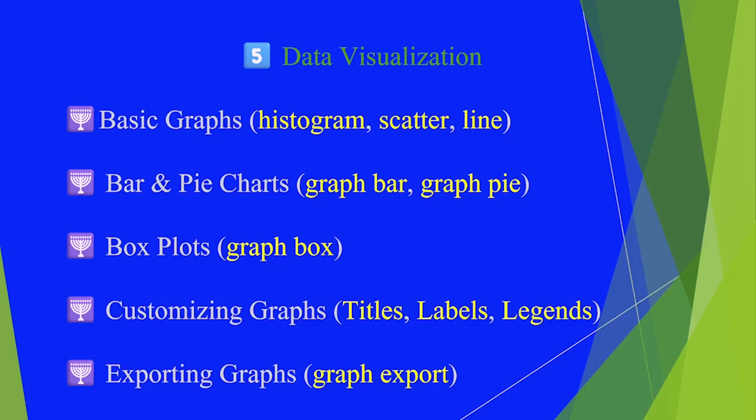So this is module number 5 and it will entail data visualization, and we are going to look at basic graphs such as histograms, scatter plots and line graphs. We are also going to look at bar graphs and pie charts, and we use graph bar and graph pie to plot bar and pie charts respectively. We're also going to look at box plots. I'm also going to show how we can customize our own graphs, like adding titles, labels, as well as legends. And finally, how to export these graphs for later use using the graph export command.